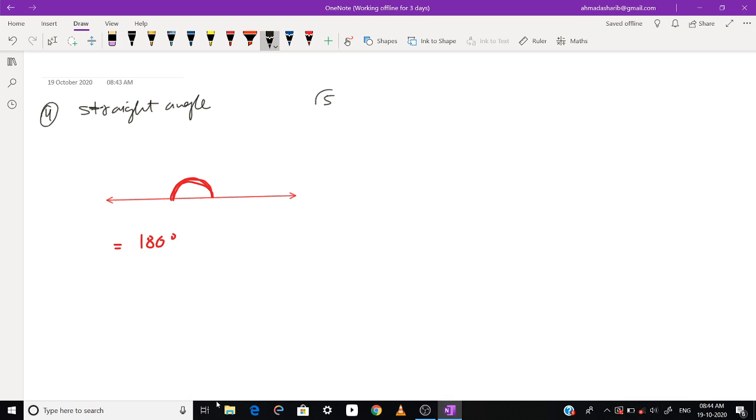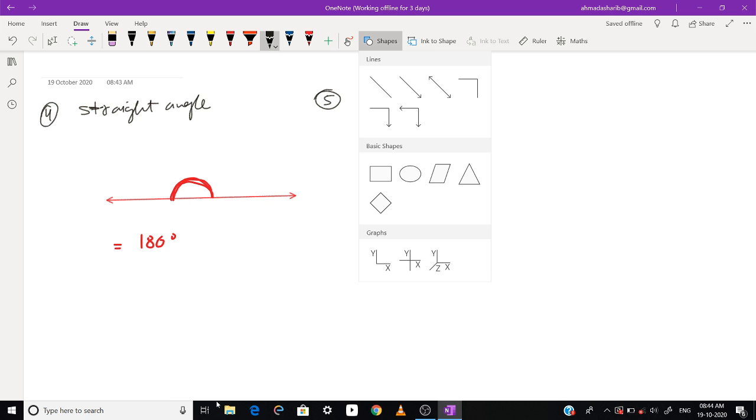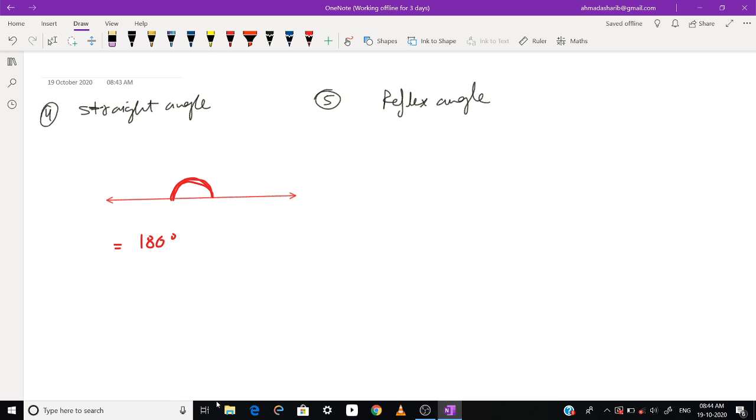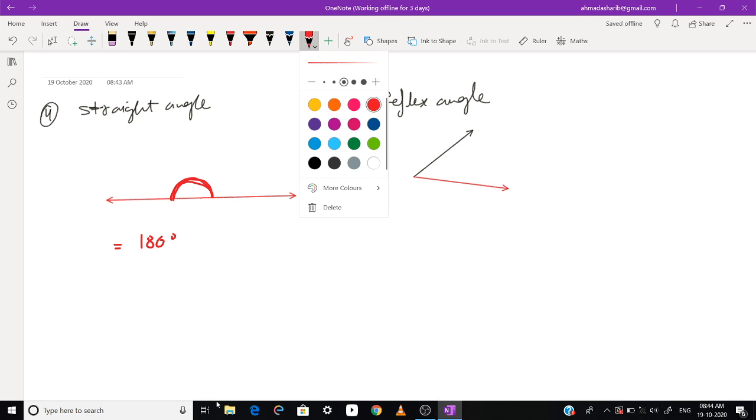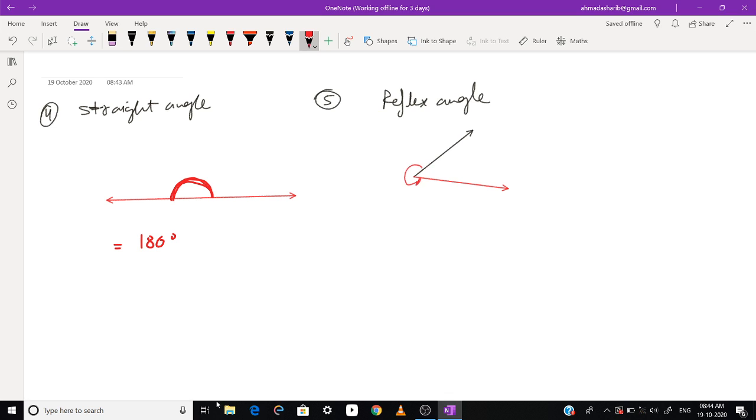Next, the fifth type of angle is the reflex angle. A reflex angle also looks like an acute angle, but the difference is we do not take the interior angle, हम ये अंदर वाले एंगल को नहीं लेते हैं, but we have to take the exterior angle, means this angle. We have to take this angle. So this is called a reflex angle.